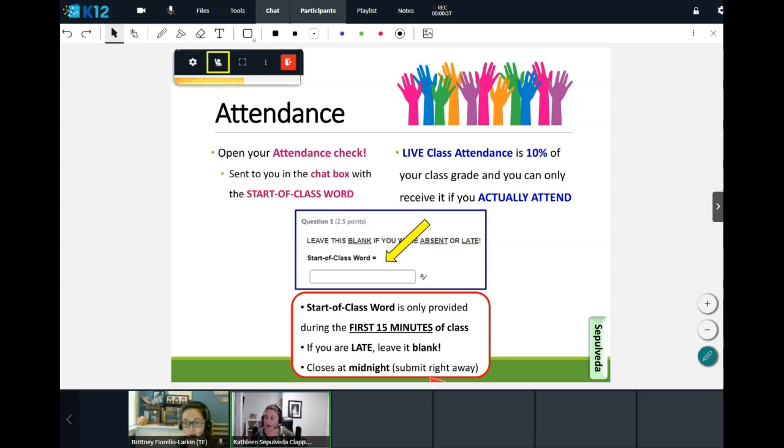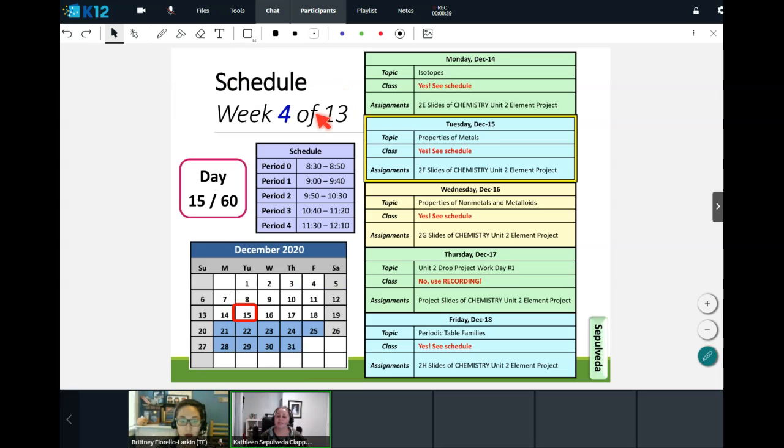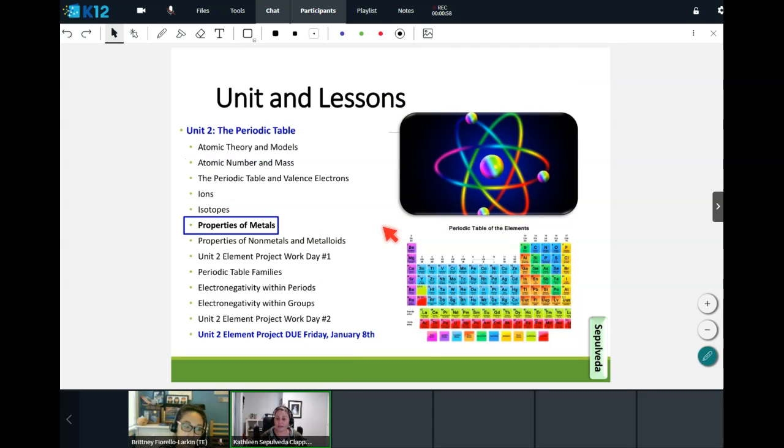As I go through the schedule, make sure you're getting your attendance in and listening in. It is day 15 of our 60-day adventure. It is Tuesday, December 15th. We're going to talk about properties of metals today. We're going to do this all through our Unit 2 element project, looking at the 2F slides for chemistry. So let's jump right in and get that opened up.